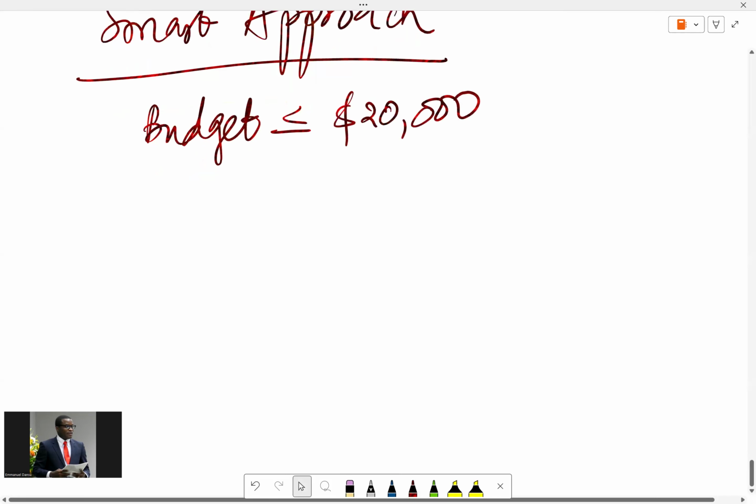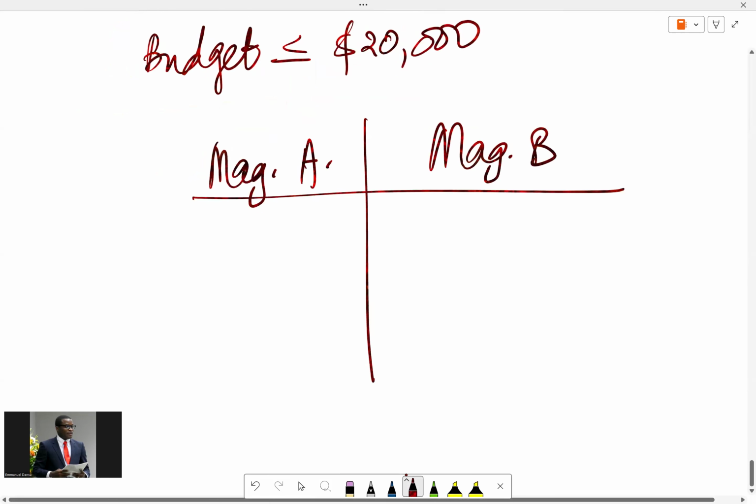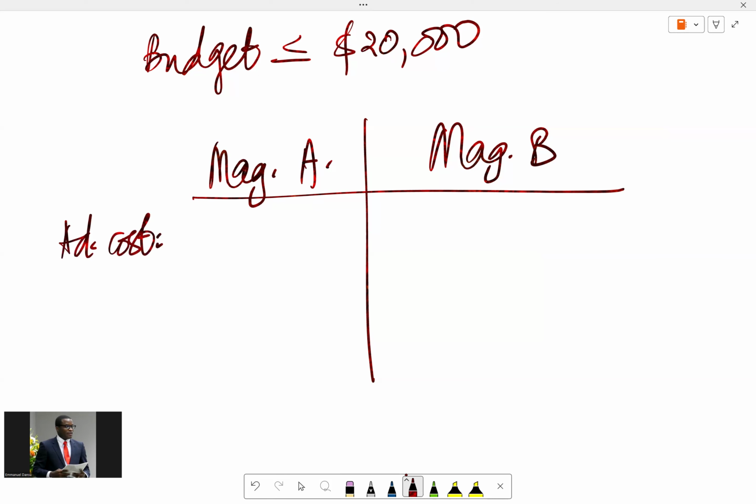Then next, in two magazines. So straight, you have magazine A and magazine B. You can just indicate that straight up. Magazine A, magazine B, straight. Then the next thing is that an advert in magazine A costs $2,000. So you say add cost if you like, advert cost now. So in magazine A it's $2,000. Magazine B it's $3,000 straight.